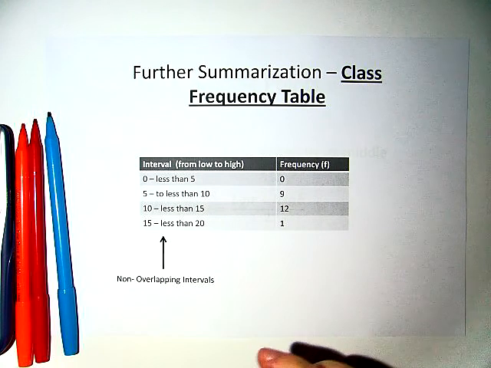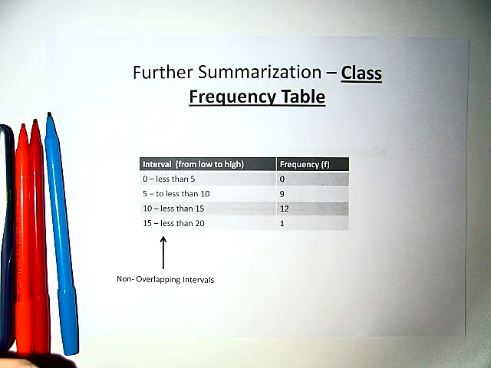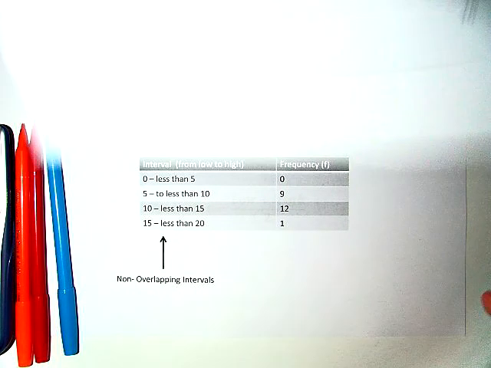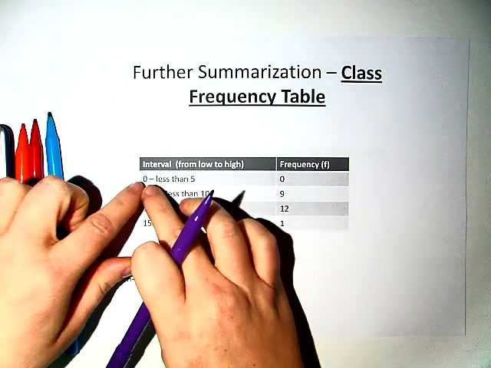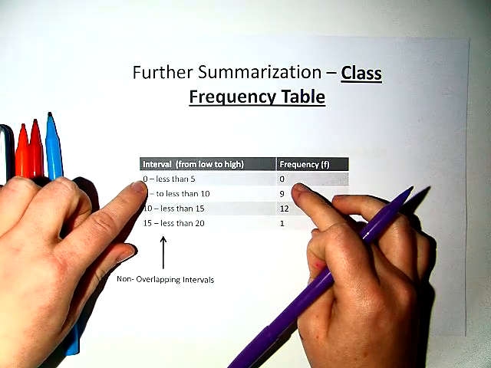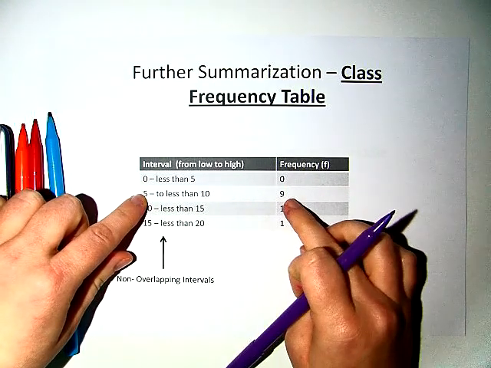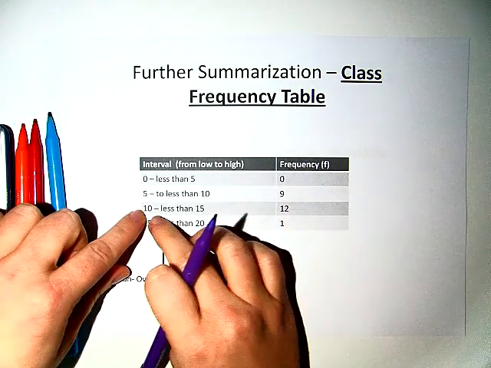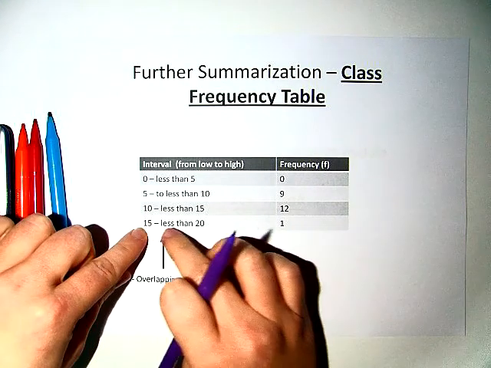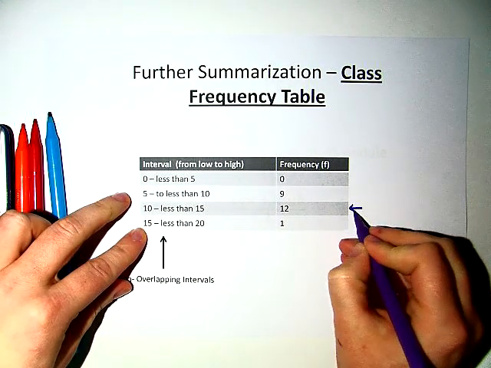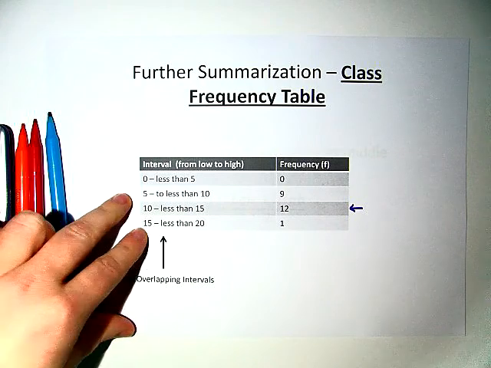So when we have a class frequency table, many times we will take the exact same data that we did and we'll make it a range. So if you go 0 to less than 5, there's 0 times that happens. But anything from 5 to less than 10 occurred 9 times. 10 to less than 15, 12 times, and 15 to less than 20, 21 times. So you can see that the range that most people fall in is this range.